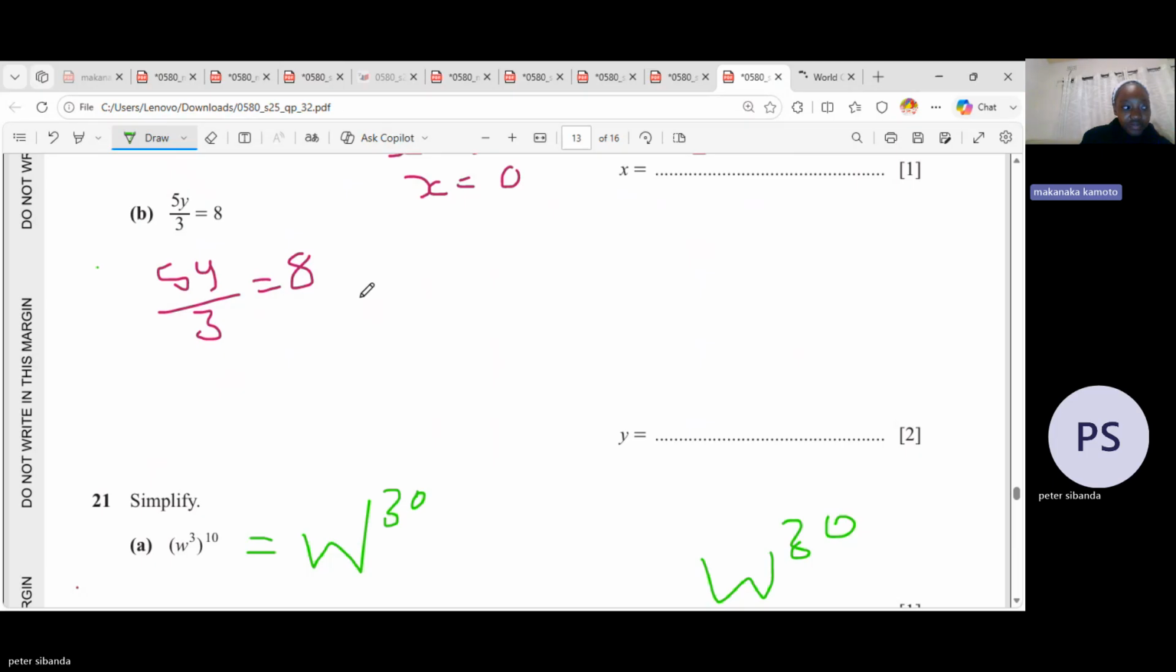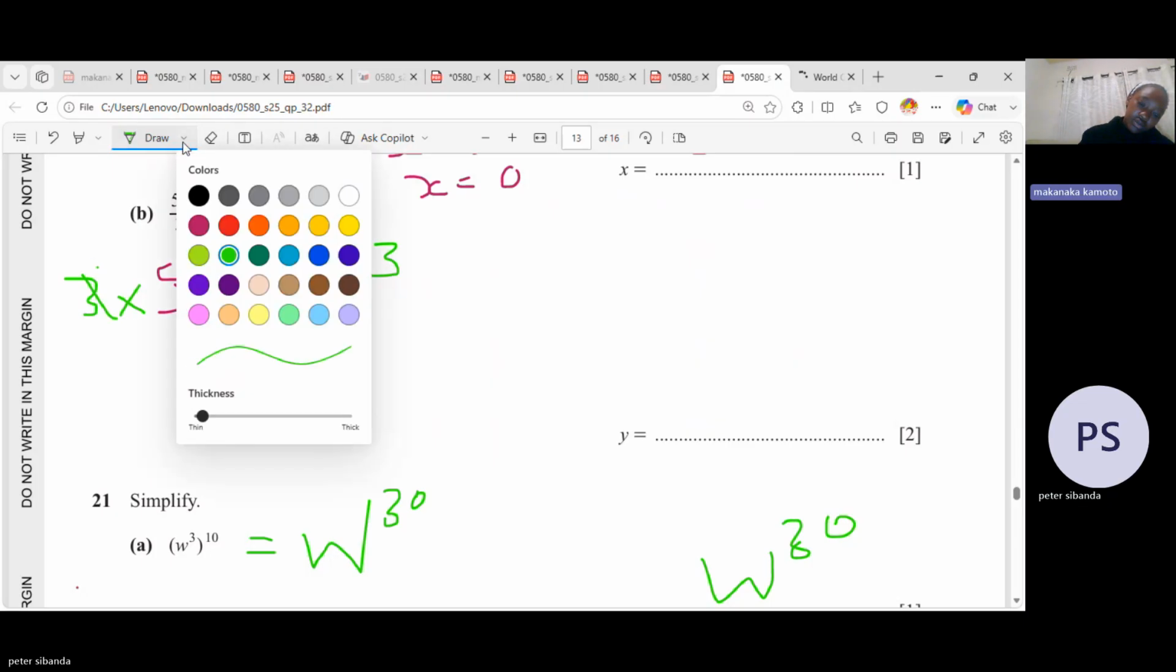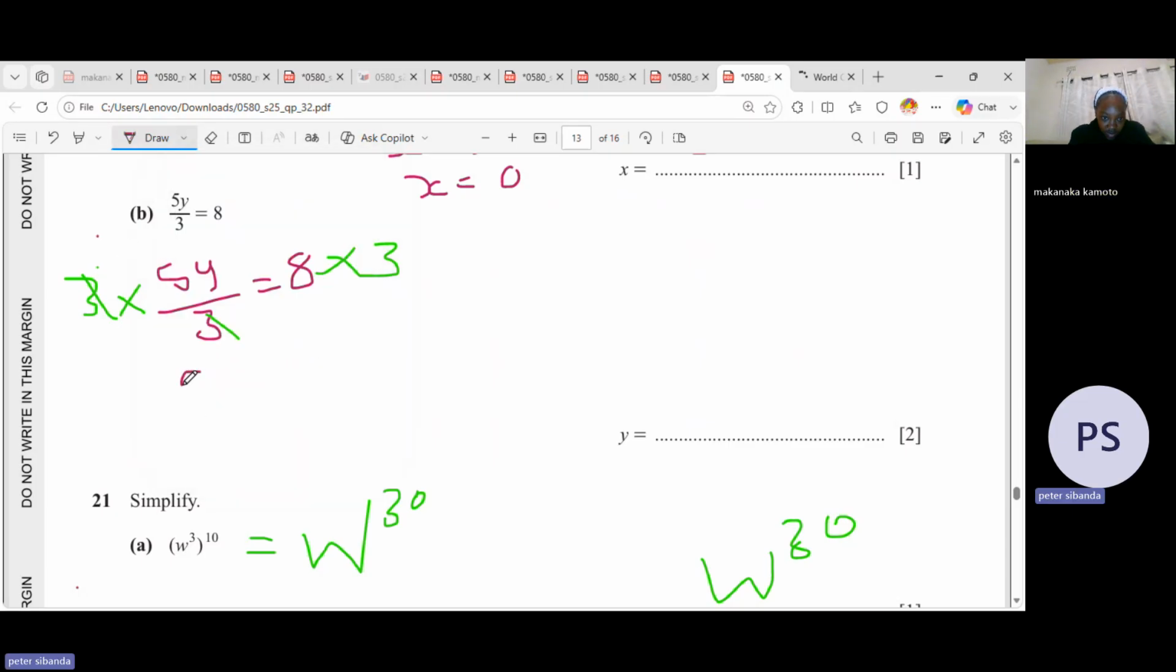It's dividing. What is the opposite of dividing? The 3 is dividing, so the opposite is multiplying. So we multiply by 3, the opposite of division. This 3 cancels, and we remain with 5y equals 24, 8 times 3. Exactly. What's the next step?